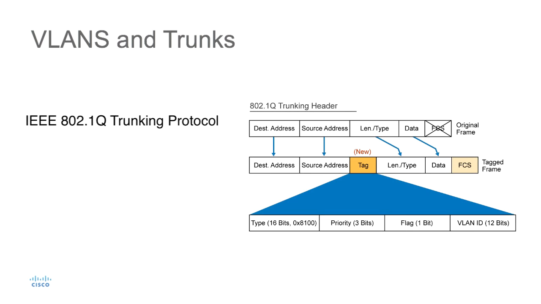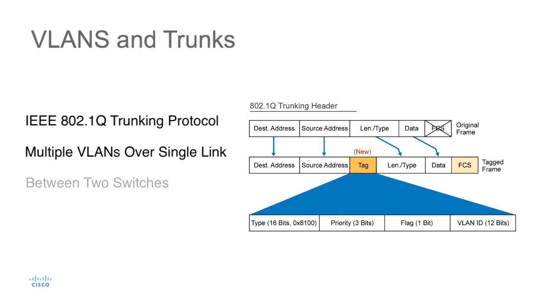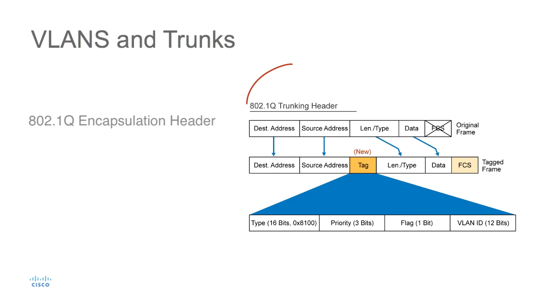Cisco switches use the IEEE 802.1q trunking protocol to implement the trunking of multiple VLANs across a single connection between two switches. When Ethernet frames are placed on a trunk, they need additional information about the VLANs to which they belong. They get this information by using the 802.1q encapsulation header.